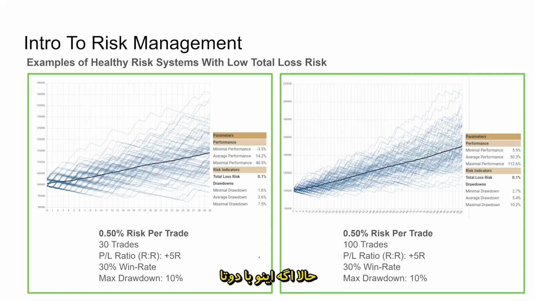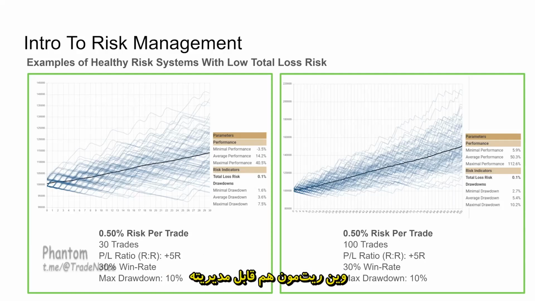Now, if we contrast this with a couple of healthy risk management systems where we're risking 0.5% per trade, same parameters and everything: 30 trades, 5R P&L ratio, 30% win rate. This is actually kind of similar to mine, except I have a lower win rate of 25%. Look at the total loss risk, 0.1%. So this is pretty good. This is one that I would want to aim for. It's a pretty average plus R.